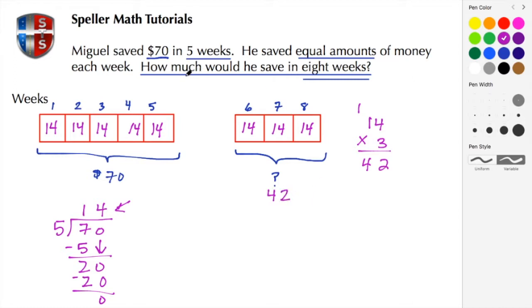But the question here is how much would he save in 8 weeks? So what we need to do is add the amount of money in the first 5 weeks to the amount of money in the second 3 weeks. So here we have 70, and we're going to add to that 42. So 0 plus 2 is 2, and 7 plus 4 is 11. So here we see that in those 8 weeks Miguel saved up $112.